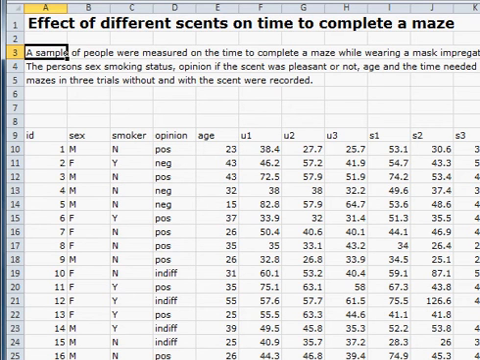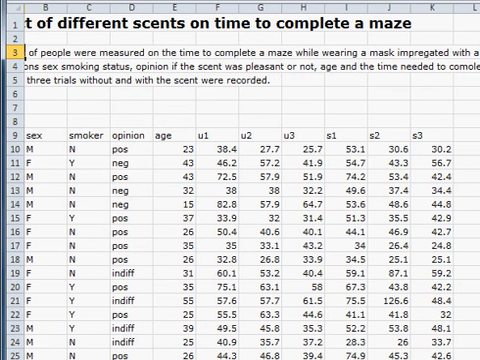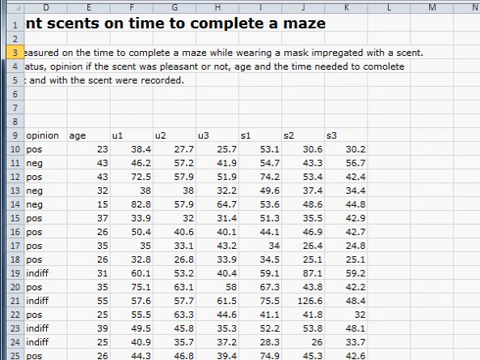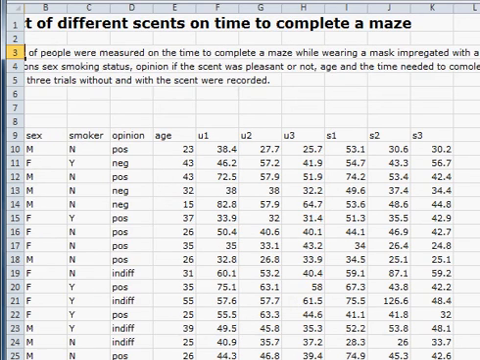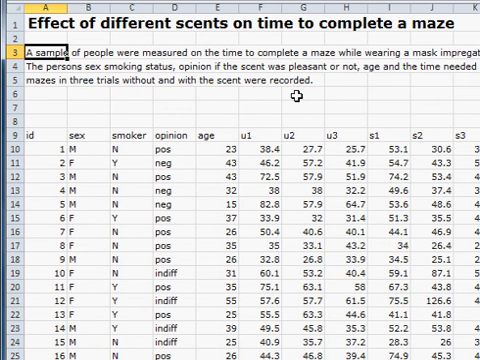To practice these kinds of questions, I have here a data set entitled Effective Difference Sense on Time to Complete a Maze. This was an experiment where people wore a mask that was made to smell a certain way. Then, depending on the smell or not, they had to complete this maze, and the question is whether the smells would affect how quickly they did the maze. I don't know the answer to that question, but we've got some data here, or we could find out.